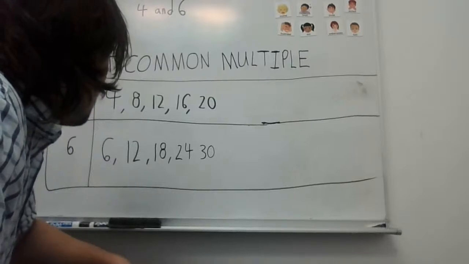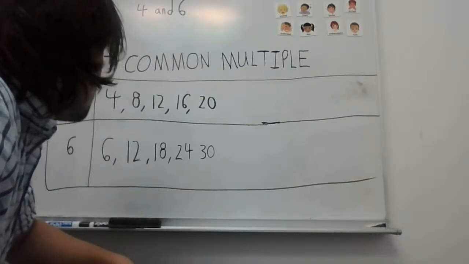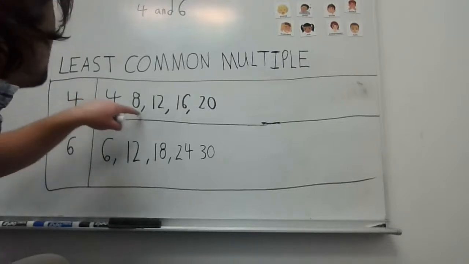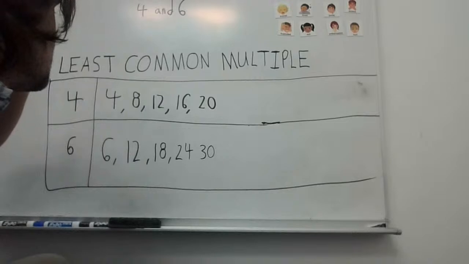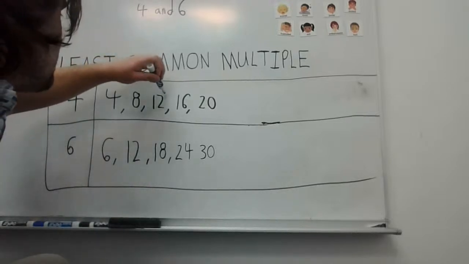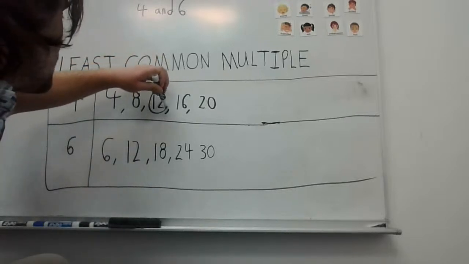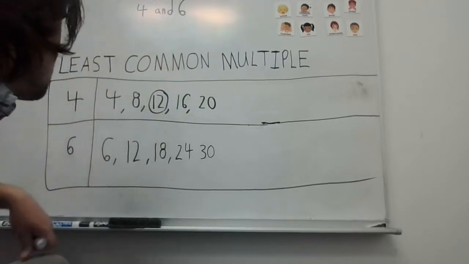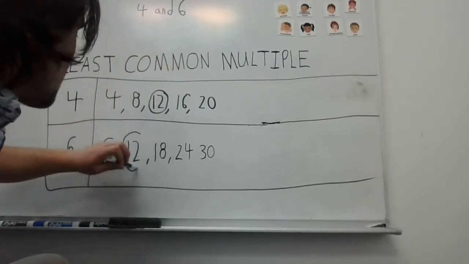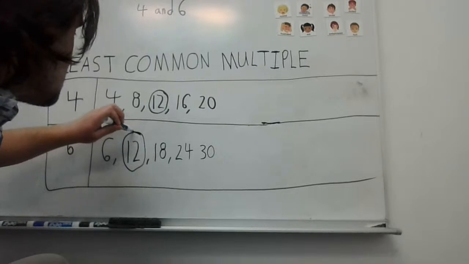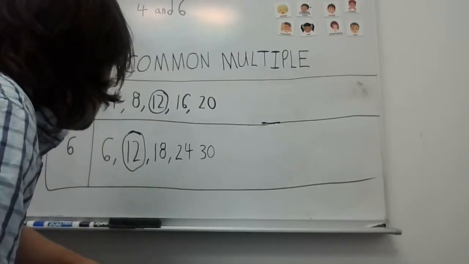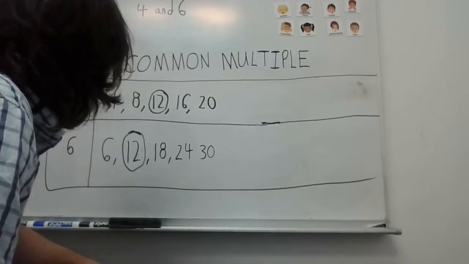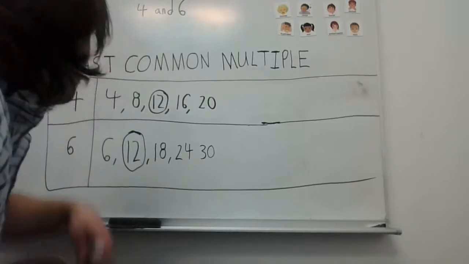All right, so we have found the common multiple. If you look at the 5 multiples that I drew for the number 4, the number 12 is a multiple of 4. And the number 12 is also a multiple of 6. So the smallest number that is a multiple of 4 and 6, the least common multiple, would be 12.